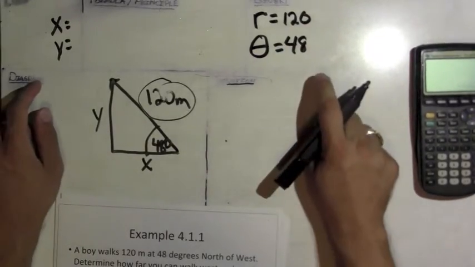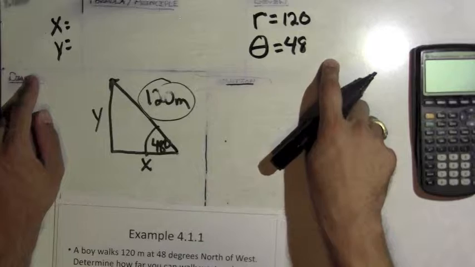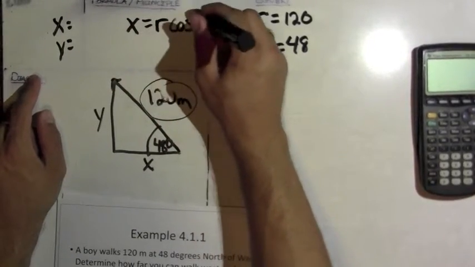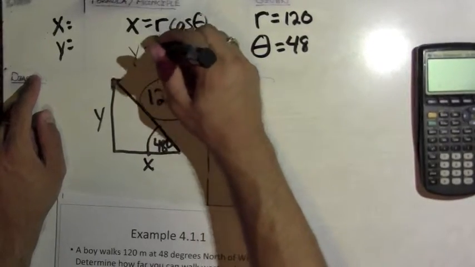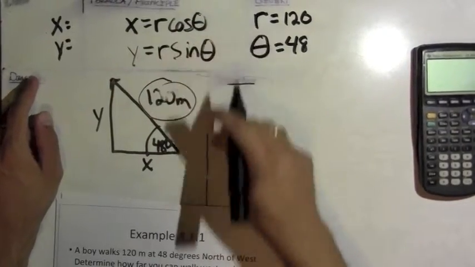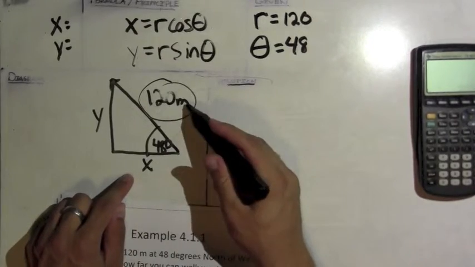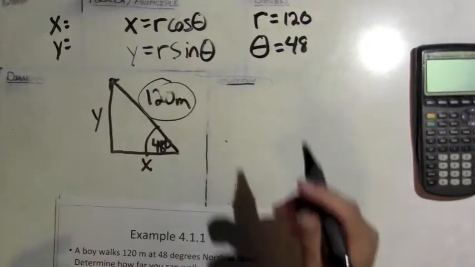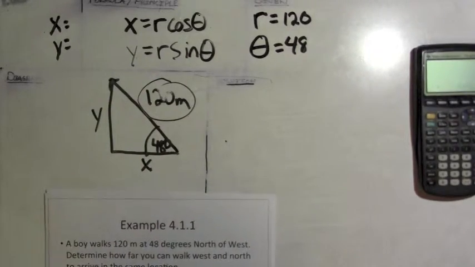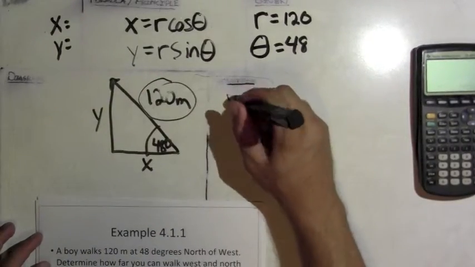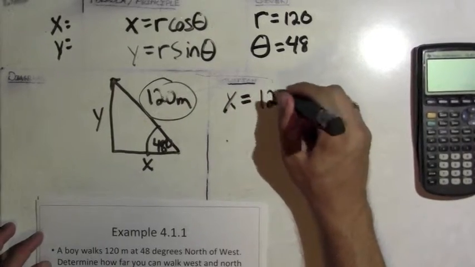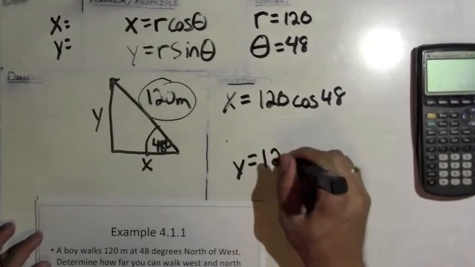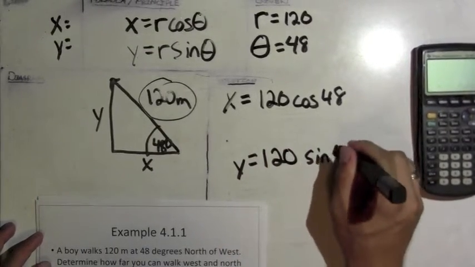So the principle that we're going to use here is we're trying to solve for x and y using this information right here, and our formula is x equals r cosine theta and y equals r sine theta, because cosine is the adjacent over the hypotenuse and sine is the opposite over the hypotenuse. So sine gives us y and cosine gives us x. So if we look here, we can go ahead and plug our numbers in. We can say x is equal to 120 times the cosine of 48, and we can say that y is equal to 120 times the sine of 48.